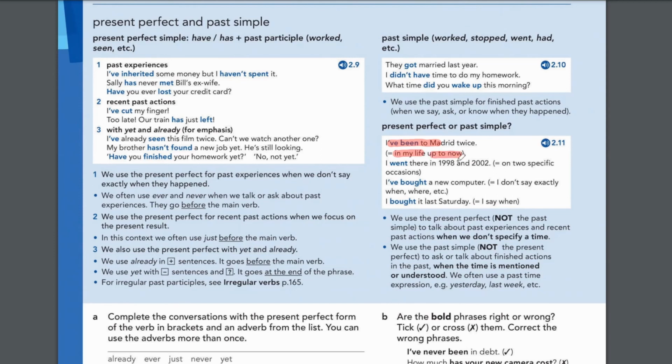So from this statement, I can also understand that the person who said this is alive. So he might go again, the third, the fourth, the fifth. But what about this? I went there in 1998, in 2002. So when you want to continue about the same experience, now you want to bring the time, then obviously you have to make your sentence in past simple, guys.